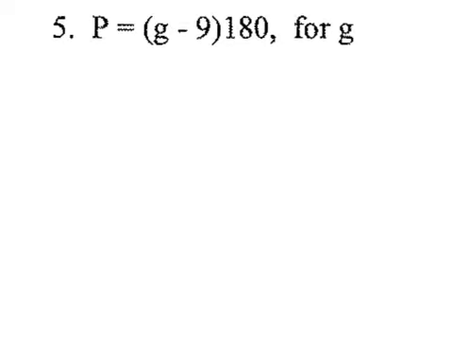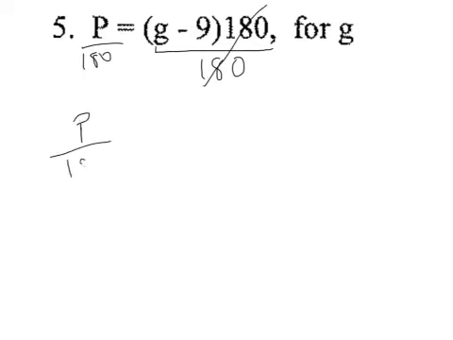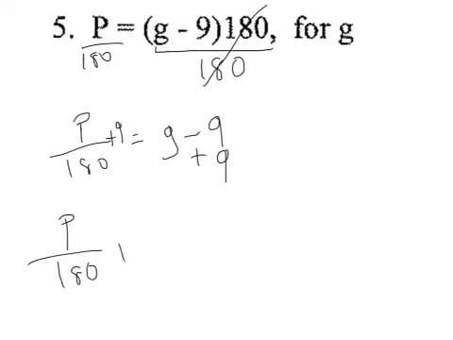Number 5, we need to solve for g. So what I would do, instead of distributing, is that multiplication, so the opposite would be division. I would just divide out the 180 to make our lives easier. So that's gone. We get p over 180 equals g minus 9, and now it's pretty straightforward to solve for the g. It's just one more step. It's just plus 9. So you get p over 180 plus 9 equals g.